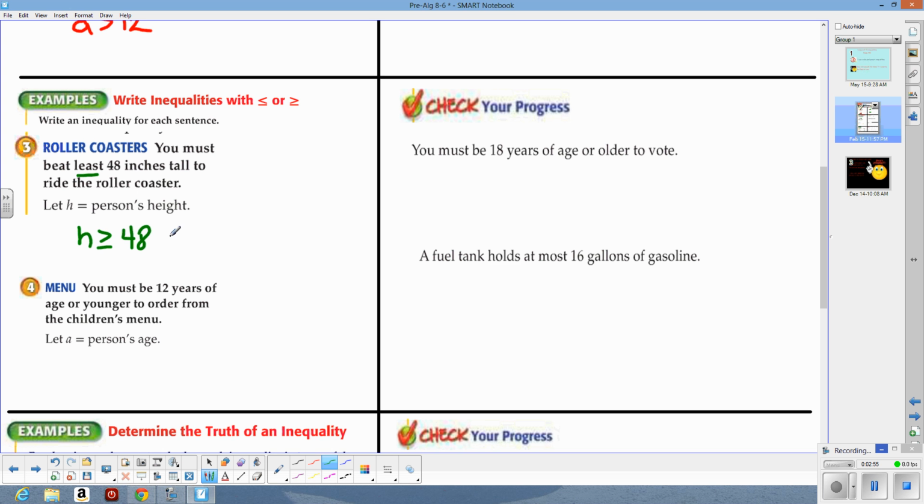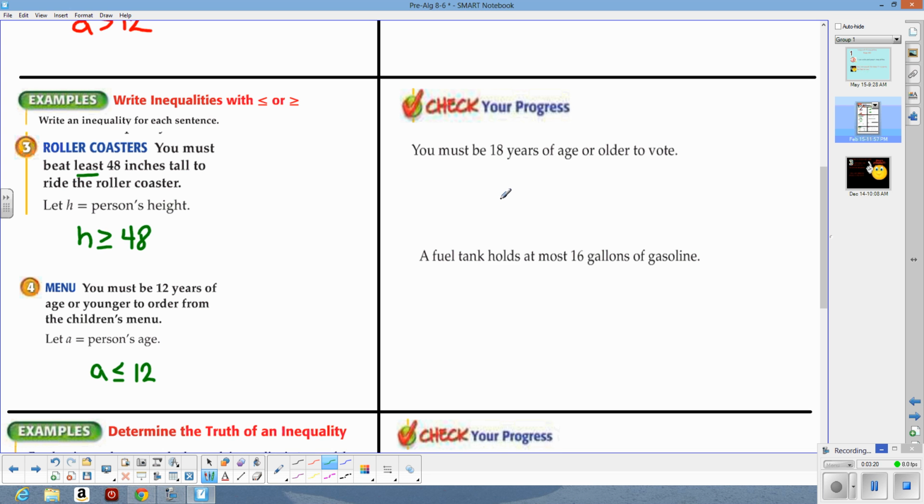Example 4, you must be 12 years of age or younger to order from the children's menu. So if A is going to be the person's age, the age needs to be less than or equal to 12 because they can be 12 or younger to order off the children's menu. All right, you might want to pause and try these next two on your own.